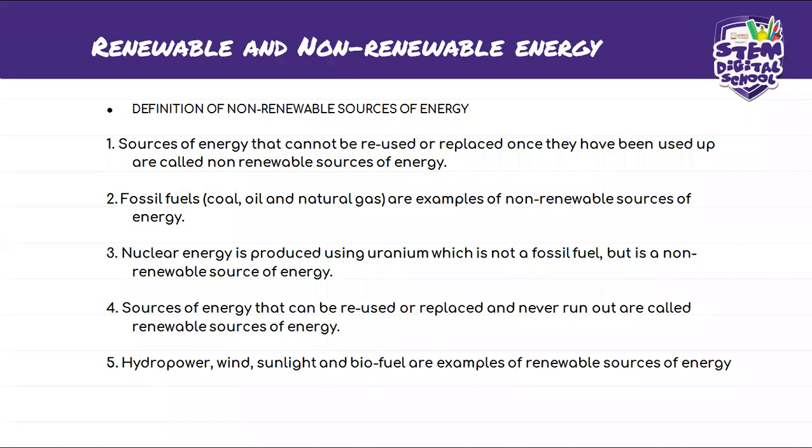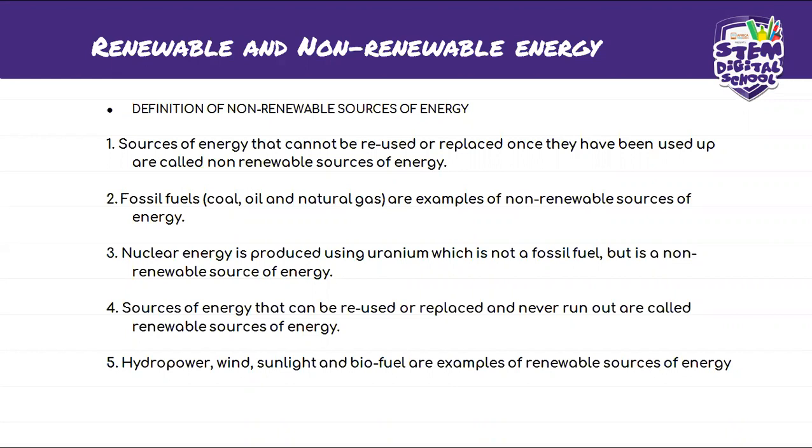Non-renewable sources of energy. What it means is that if the field for coal is exhausted, you cannot replace it or renew it. Hence, it is what? Non-renewable.